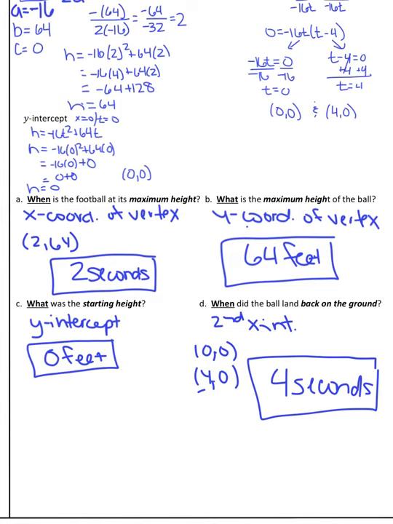There we go. So by finding the vertex, the x-intercepts, and the y-intercept, we can answer questions about maximum height, and we can answer questions about starting height, and we can answer questions about when it comes back to the ground.